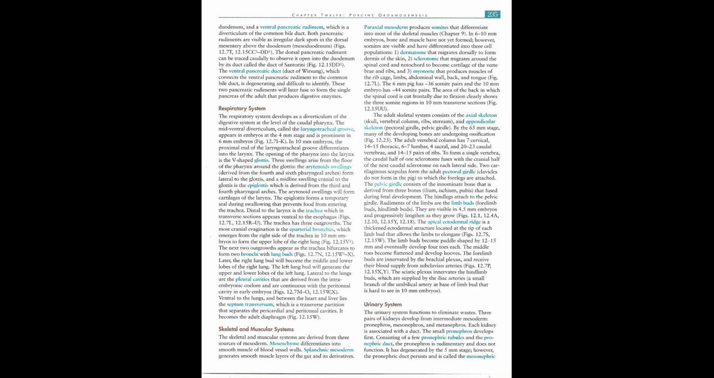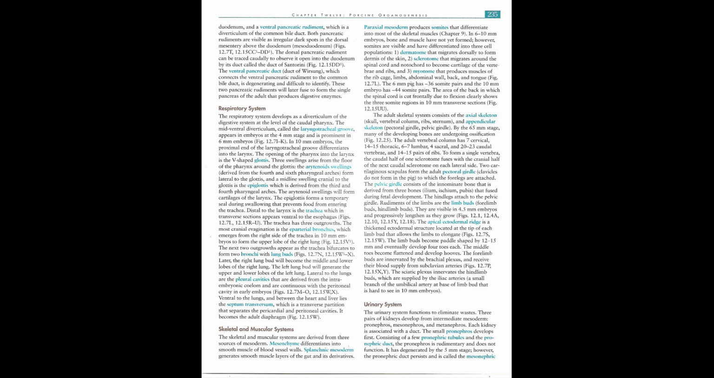Skeletal and muscular systems. The skeletal and muscular systems are derived from 3 sources of mesoderm. Mesenchyme differentiates into smooth muscle of blood vessel walls. Splanchnic mesoderm generates smooth muscle layers of the gut and its derivatives. Paraxial mesoderm produces somites that differentiate into most of the skeletal muscles, Chapter 9.